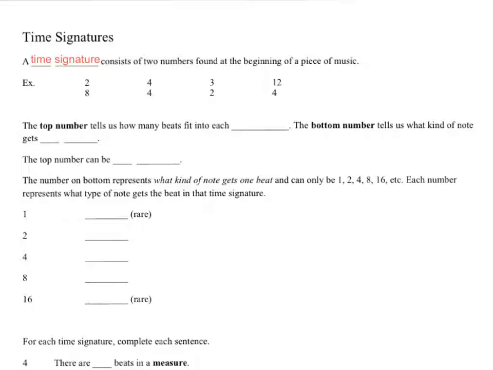Examples of time signatures include 2-8, 4-4, 3-2, 12-4. Notice that when referring to a time signature, we simply say the top number followed by the bottom number.